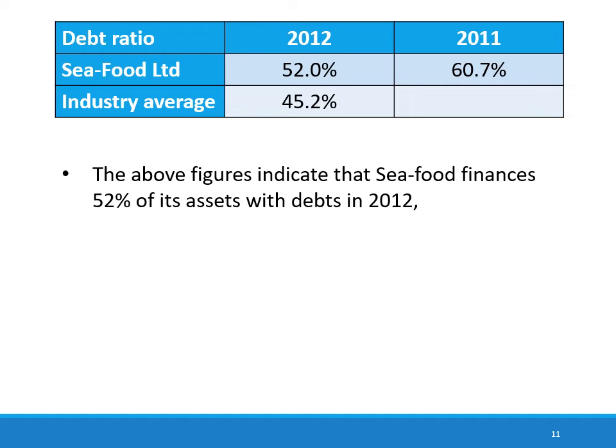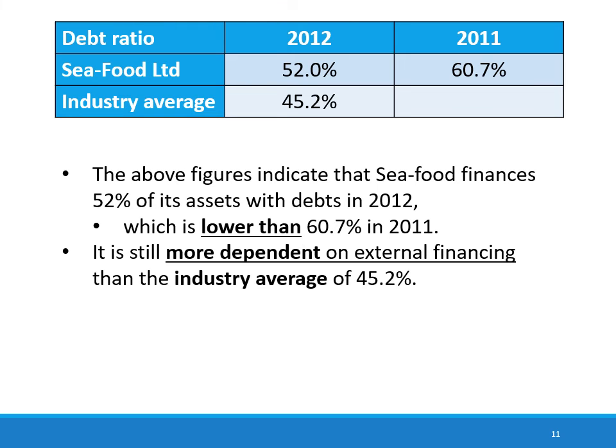Let's do some analysis here. The above figures indicate that Seafood finances 52% of its assets with debts in 2012, which is lower than the 60.7% in 2011. This is a good sign. That means they are less dependent on external debts. It is still more dependent on external financing than the industry average of 45.2%, which means that compared to the average company, Seafood's debt is still higher.